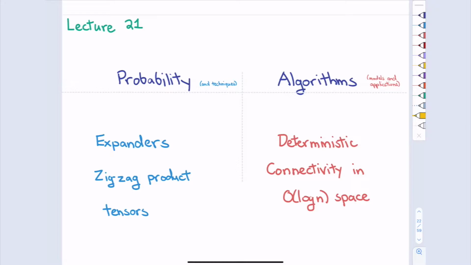Okay, so on the technical side, I'm going to expose you to something called expander graphs, certain graph operations, in particular the zigzag product, which is pretty curious. And we're going to have to do a little bit of tensor linear algebra, just a little bit, to help us get through the proofs. So those are new. And the whole point is to be able to do this deterministic connectivity in logarithmic space.